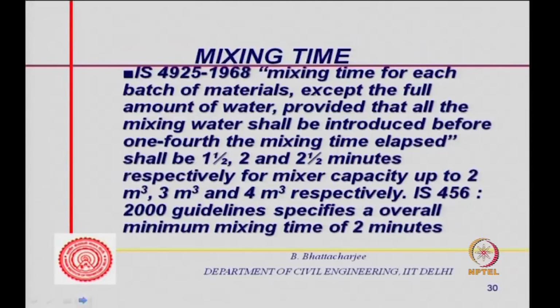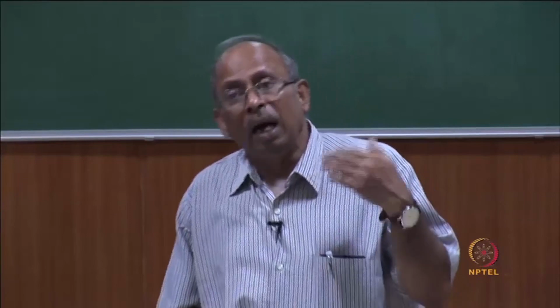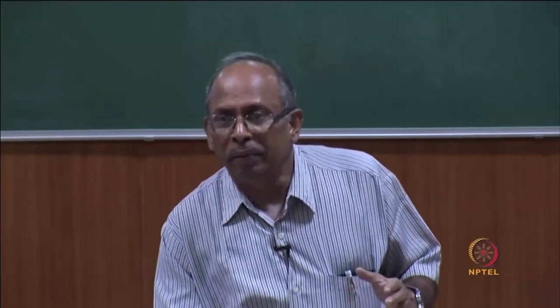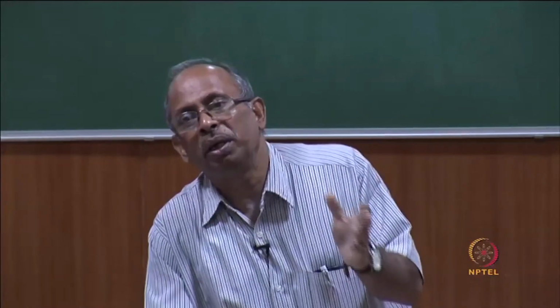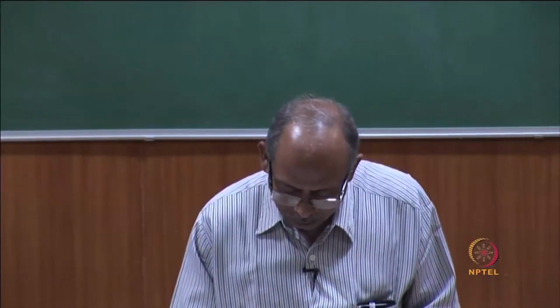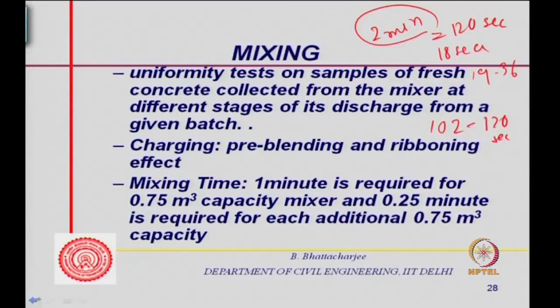IS 456 of course is very simple. It says that the overall minimum mixing time should be 2 minutes. So, this is the guideline given in the code 4925. The earlier one I gave is from some consideration available in literature, where 0.75 meter cube time is given, and for each additional 0.25 meter cube additional time is given, as we have seen in the previous slides. We can go back to the previous one, this mixing time, that is 1 minute for 0.75 meter cube capacity, and for each additional 0.75 meter cube 0.25 minutes is required.